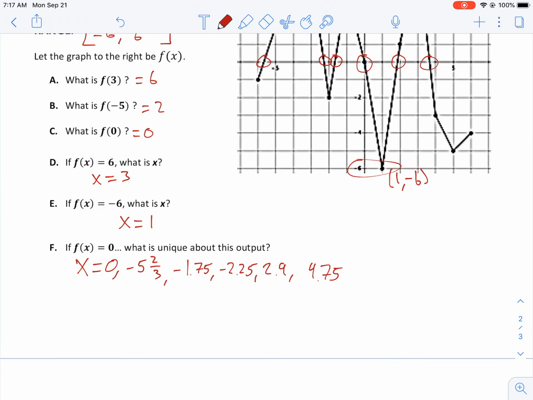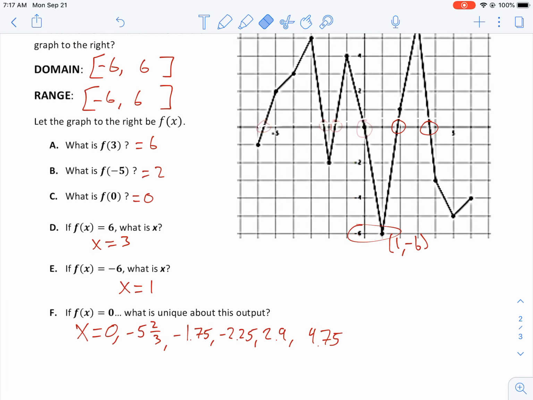So this could happen. You can have a bunch of inputs all going to the same output, and that's okay. And so just make sure you pay attention to that.